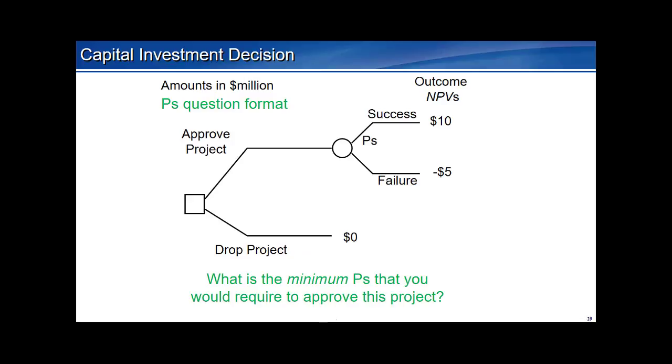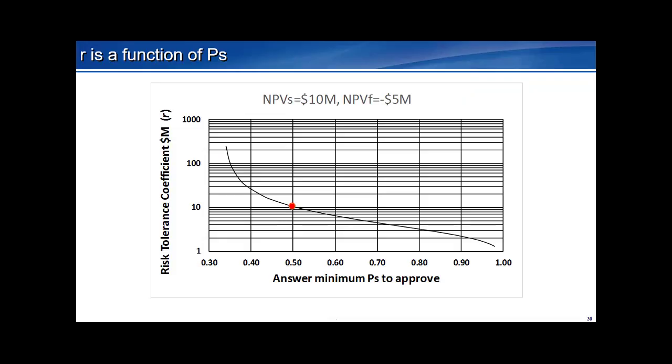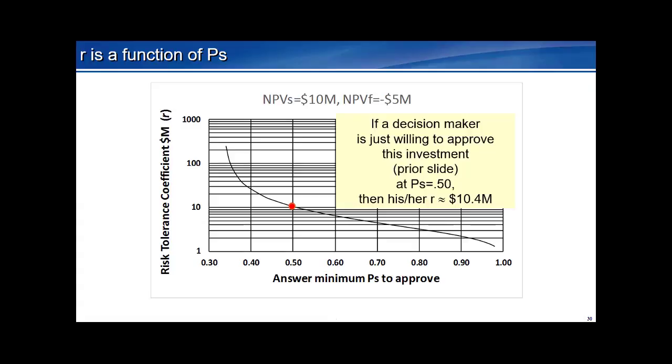Back to our decision model, you may factor the units up for a large corporate decision or down for a personal decision. Consider your answer. Now, find your answer on the x-axis. Then go up the curve and read the y-axis value. Suppose you judge 50% is the minimum PS before you would approve this investment. The red dot shows this probability and the corresponding $10.4 million R.